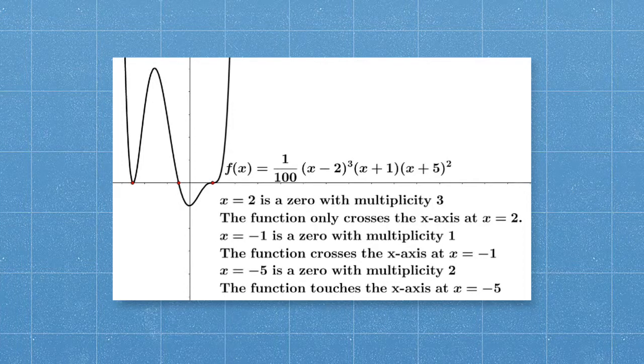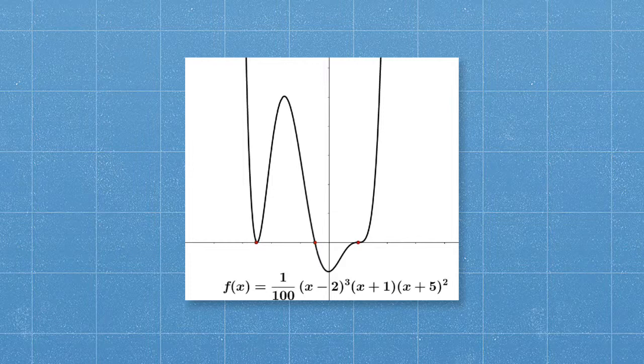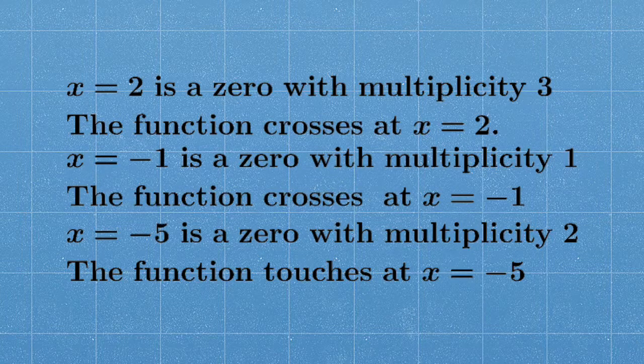Here we have another example of a polynomial with multiple zeros. We have a 0 of multiplicity 3 when x is equal to 2, a 0 of multiplicity 1 when x is equal to negative 1, and a 0 of multiplicity 2 when x is equal to negative 5. Once again, we see that in a couple of places it crosses the x-axis, in a couple of places it only touches the x-axis. It would appear that whenever the function has a multiplicity which is even, it only touches the x-axis at that point, but when the multiplicity is odd, it crosses the x-axis.